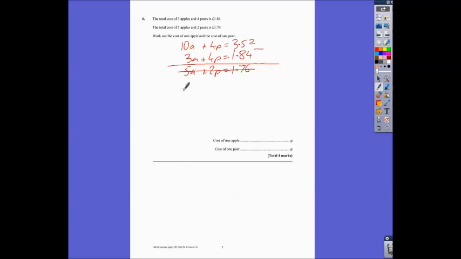10 A's take away 3 A's is 7 apples. 4p take 4p is no pears. £3.52 take away £1.84 is £1.68. Use a calculator at these stages, because this is where a lot of people make silly mistakes. Make sure you check with a calculator. If you divide that by 7, you get that 1 apple is 0.24 or 24p. And it asks for it in pence, so it'll be 24 pence.